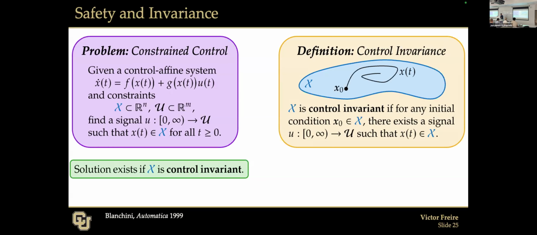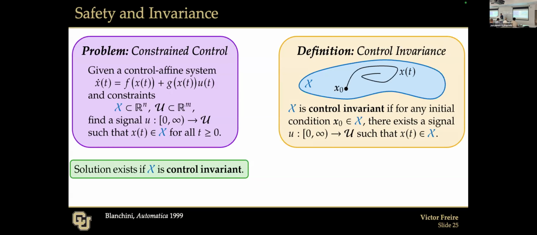So what if the set is not control invariant? What if there's an initial condition in that set where, if you start there, for any input that is admissible, you are bound to leave the set? Your dynamics will just naturally push you out no matter what you do in control. Is there no solution then to this constraint control problem? No problem. The answer is no, we still might have a solution to the constraint control problem.